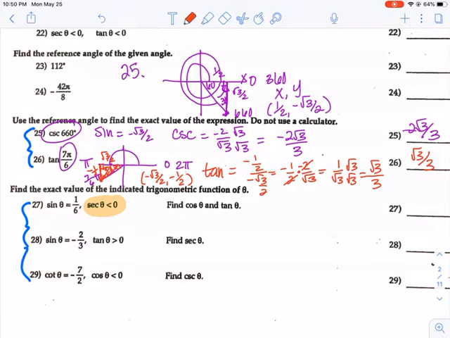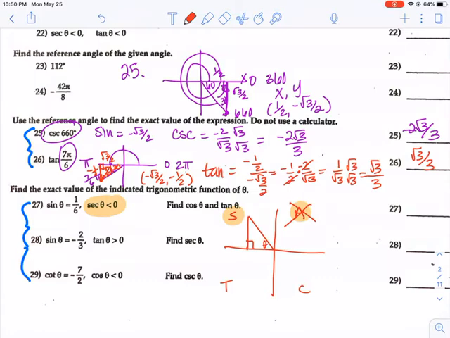So I'm going to first set up my triangle. Remember, all students take calc. That represents which ones are positive in which quadrants. So sine is positive, which tells me I could be in 1 or 2. But my secant is negative, which means we are not going to be in quadrant 1 because they're all positive. So this is telling me I'm in quadrant 2. So let's draw our triangle in quadrant 2.